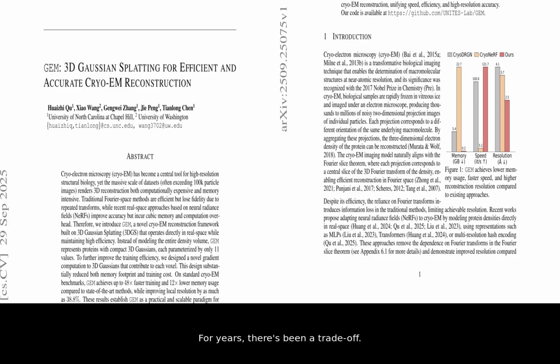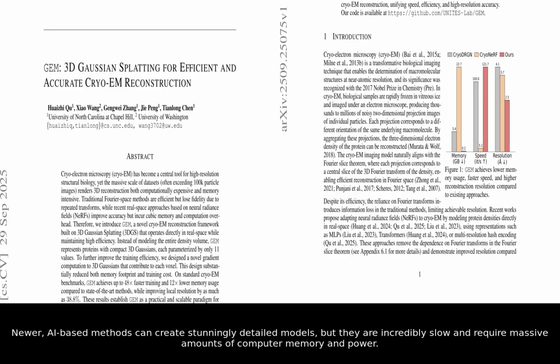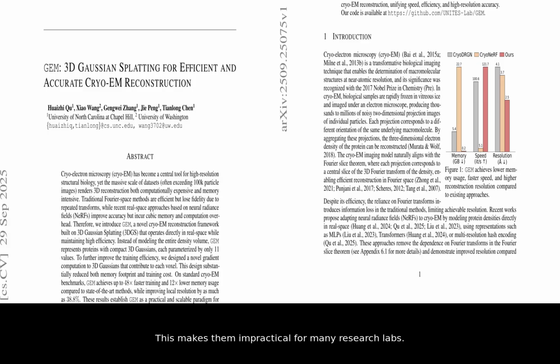For years, there's been a trade-off. Traditional methods are fast, but they often lose fine details in the process. Newer, AI-based methods can create stunningly detailed models, but they're incredibly slow and require massive amounts of computer memory and power. This makes them impractical for many research labs.